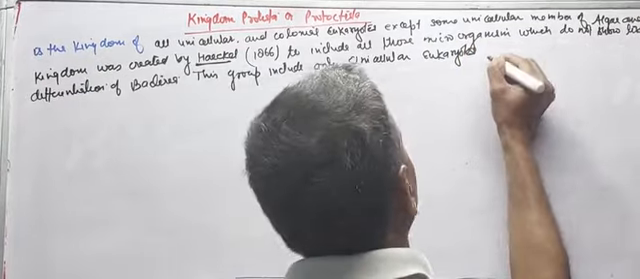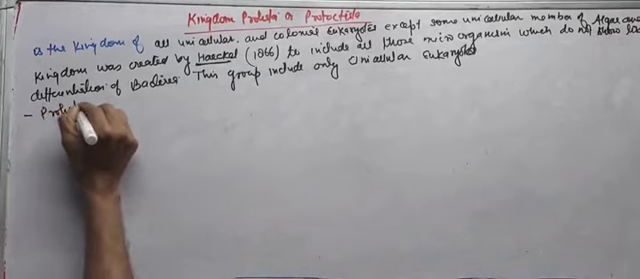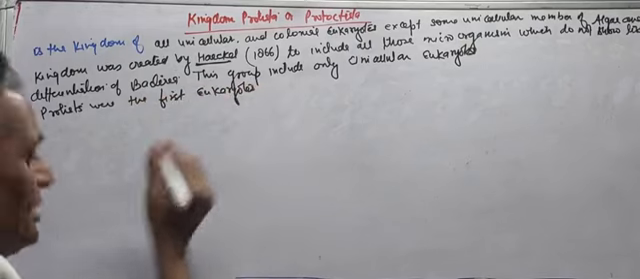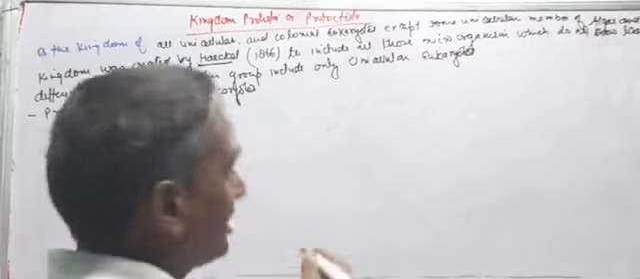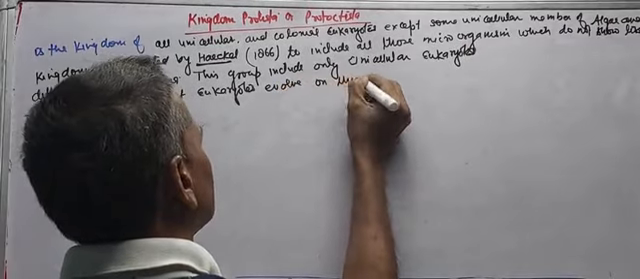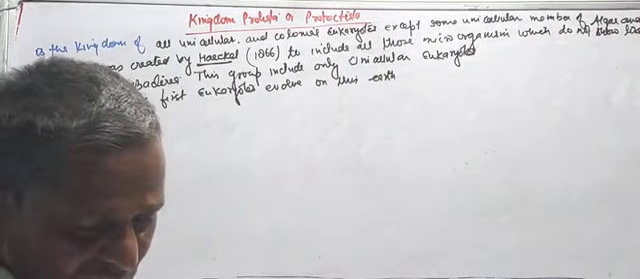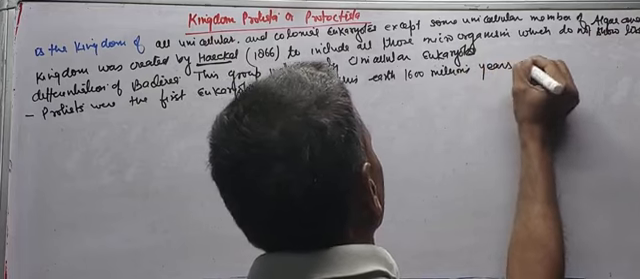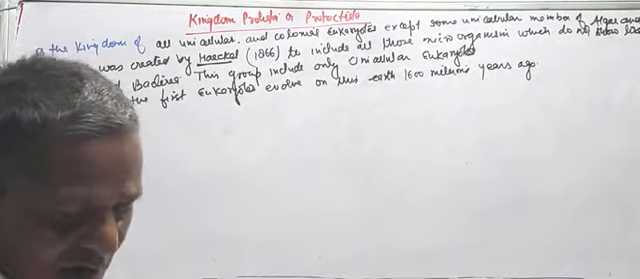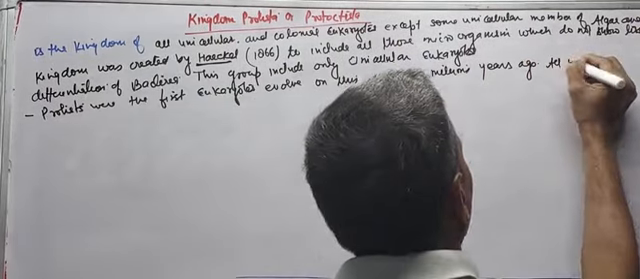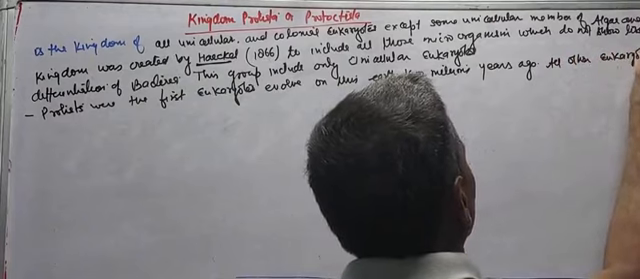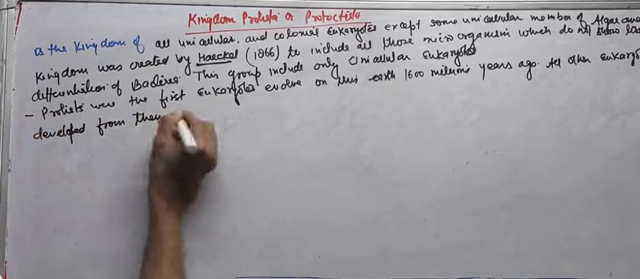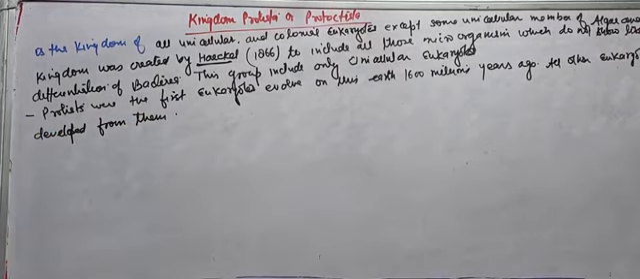Protists were the first eukaryotes to evolve on this earth, 1600 million years ago. All other eukaryotes developed from them. Our next heading is characteristics of protists.